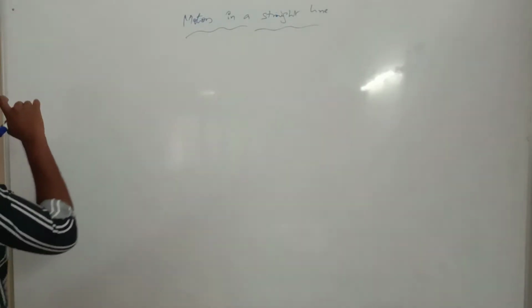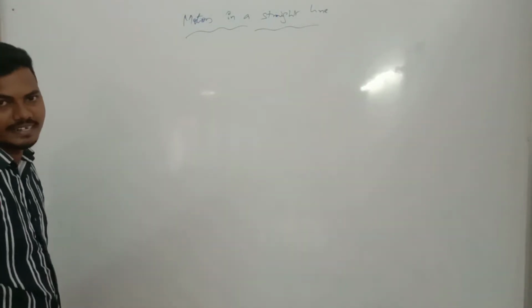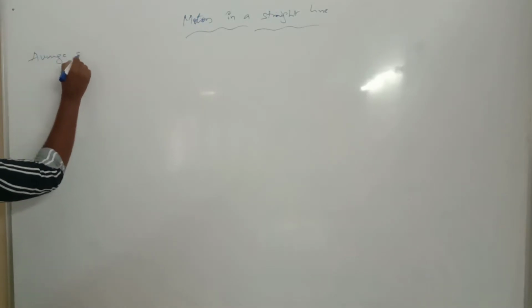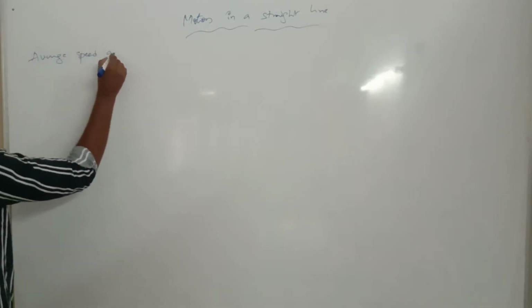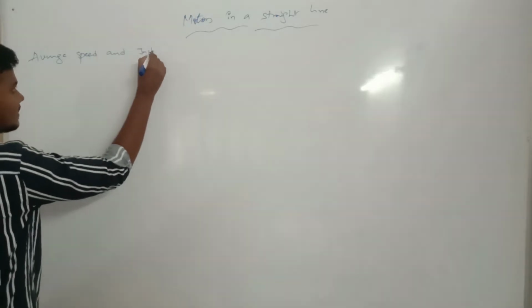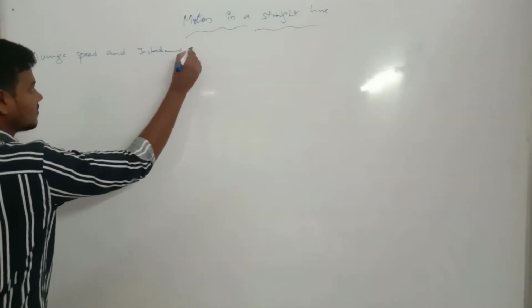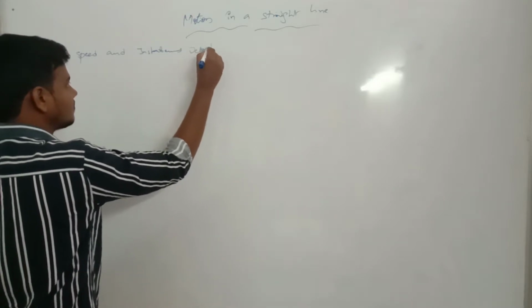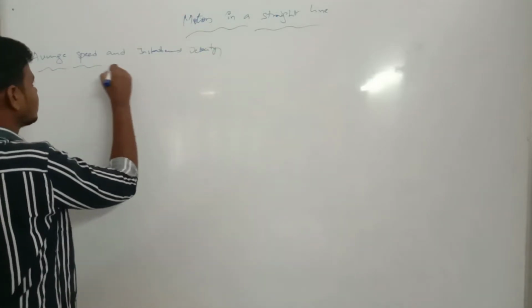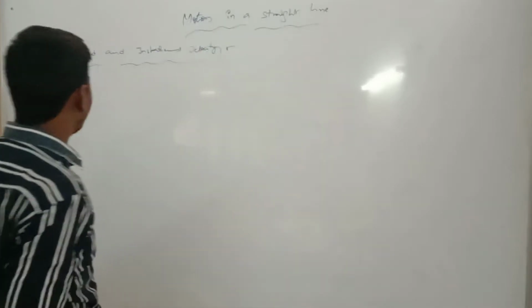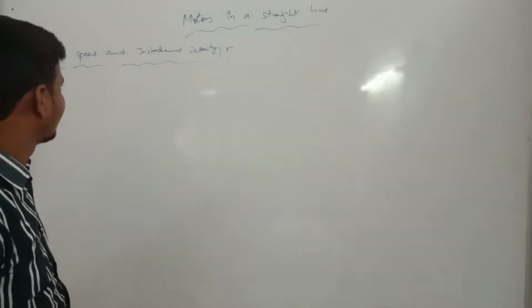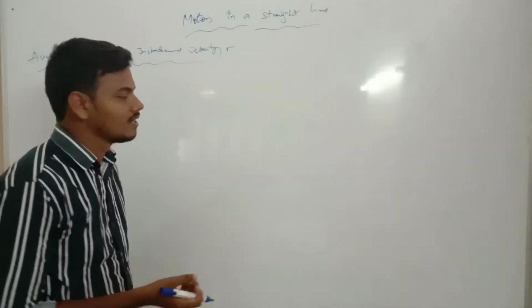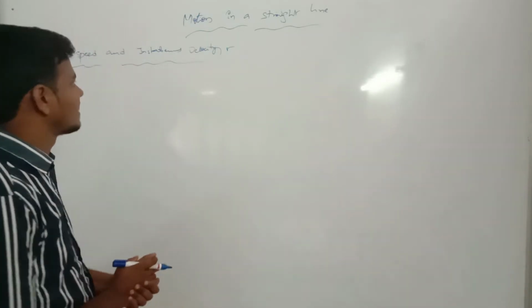Today we are discussing average speed and instantaneous speed, average speed and instantaneous velocity. We are also introducing average distance and average displacement. We are going to look at average speed and instantaneous velocities.